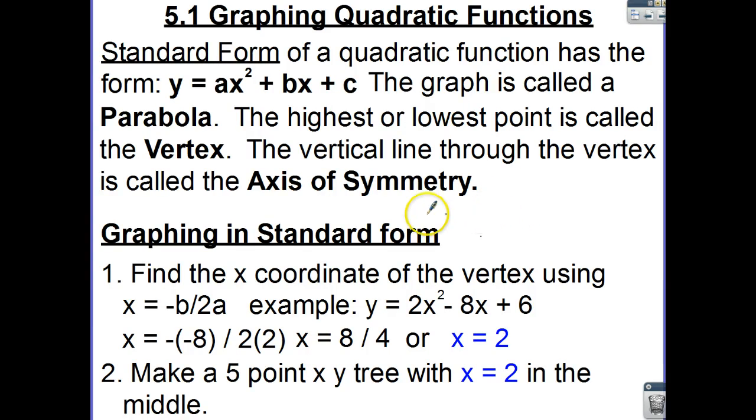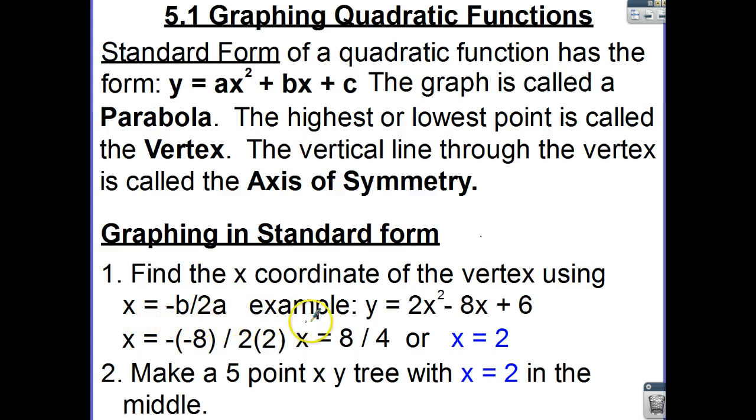All right, looking at graphing in standard form. Okay, there's a few steps that we follow. Step one, we want to find the x coordinate of the vertex, and we're going to use the formula x is equal to negative b over 2a.